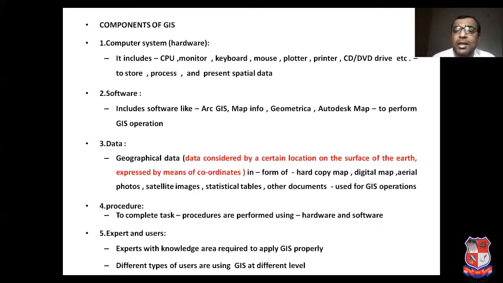And the last one required in the GIS is experts and users. Experts with knowledge of GIS are required to apply the GIS properly. Listen carefully, a very skilled person is required to perform the GIS operation, to operate all these things: computer hardware, computer software, and geographical information data. Different types of users are using the GIS at different levels in the real world.